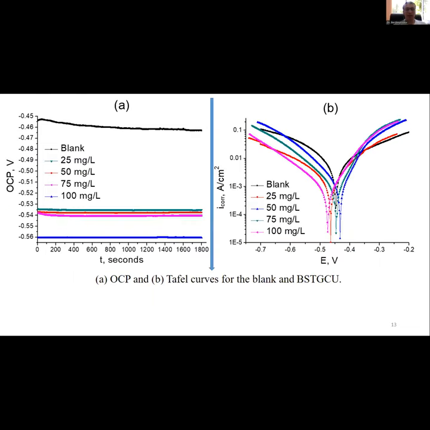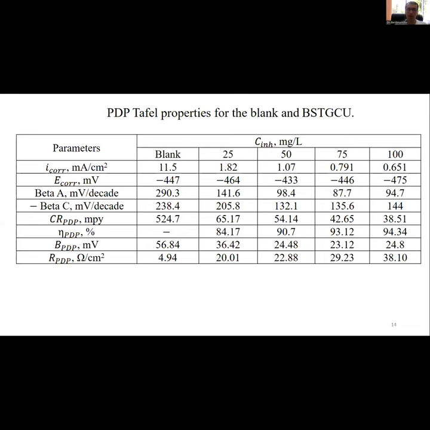The next one is electrochemical analysis: potentiodynamic polarization, or Tafel curves, and open circuit potential curves. The next one, Tafel plots. The Tafel plots can describe corrosion current density changes in the electrochemical processes.